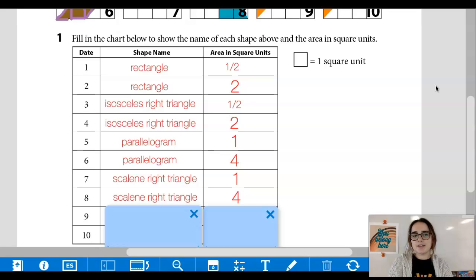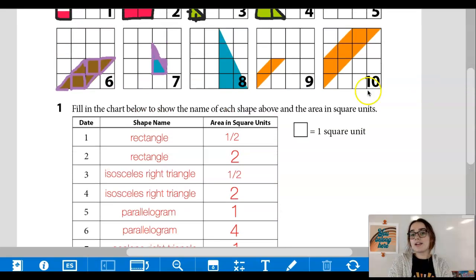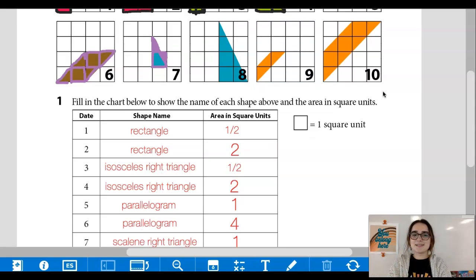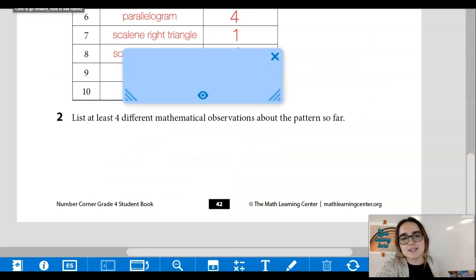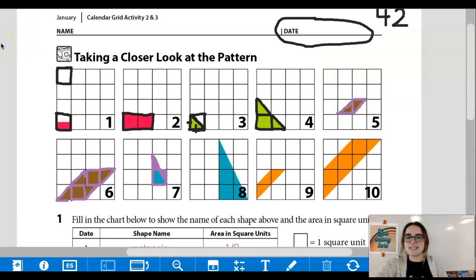I want you to try to find the shape name for shape number 9 and shape number 10. Remember, it's going to be the same shape because they are similar. They are the same shape but different sizes. I also want you to find the area of both of these shapes. And for number 2, you're going to list at least 4 different mathematical observations about the pattern so far. What do you notice is happening in this pattern? You can use some of those vocab words to help you out. Once you've done that, you can submit a picture to Schoology.